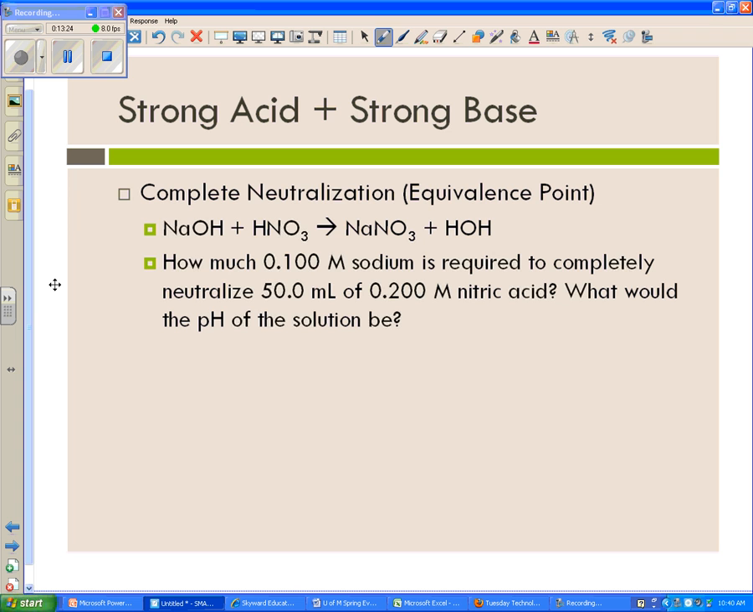This will help you then when you're looking at your practice test or when you're studying for your test and you have a problem in front of you where you see a strong acid and a strong base and a complete neutralization. It will help you find a reference place then in your notes to help you solve that problem.